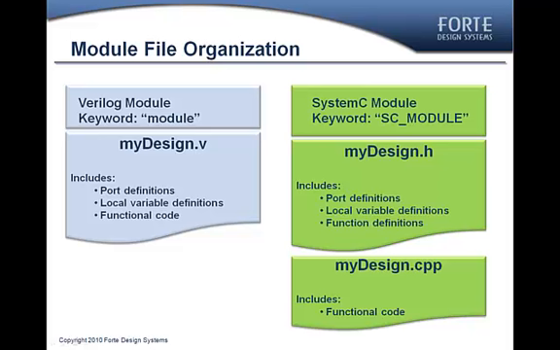The SystemC designer will typically follow the C++ coding conventions and split the module into two separate files, one being for a header file, normally with a .h extension, and a code file, normally with a .cpp or a .cc extension.